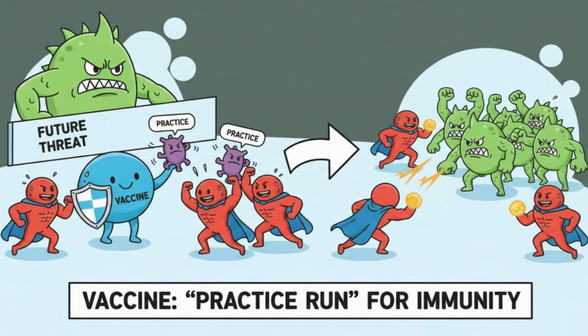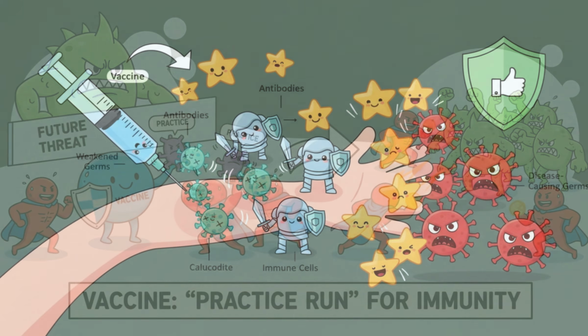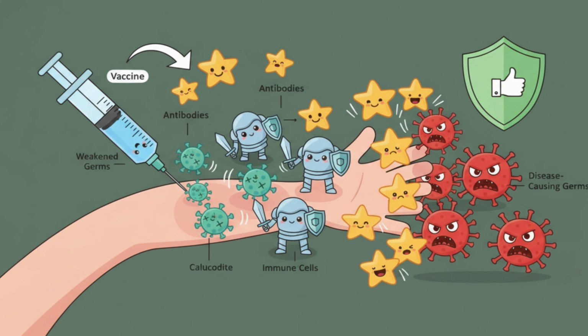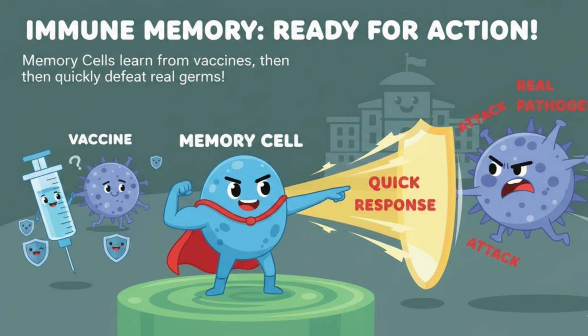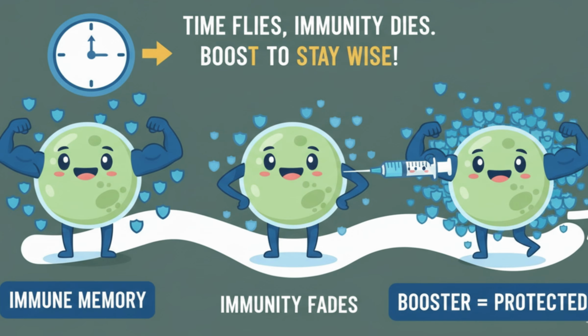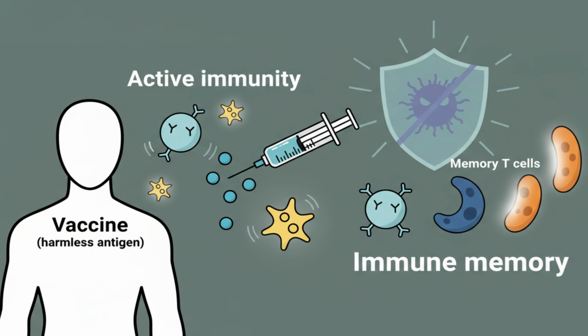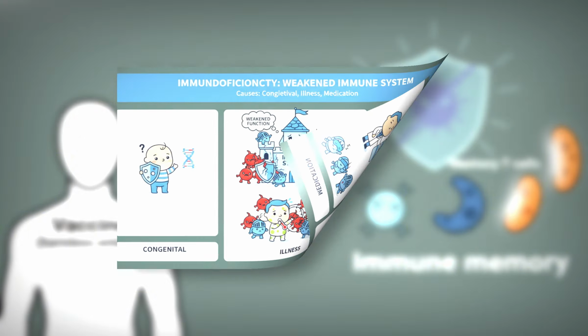Vaccines work on the principle of training in advance. They introduce weakened or inactivated antigens into the body that do not cause disease, but are sufficient to stimulate an immune response. Memory cells are formed, enabling the body to respond quickly when encountering the real pathogen. Because immune memory can decline over time, booster shots are necessary. Vaccination is a form of artificial active immunity.